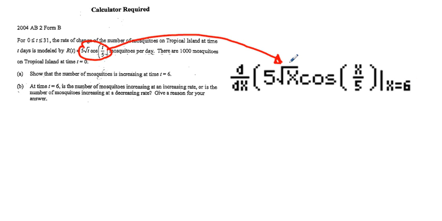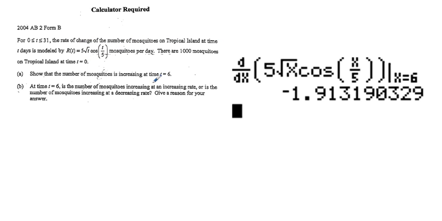So instead of finding the value of the function, this will be like the derivative of the rate of change, which is going to be like the second derivative. If this number is positive, then the mosquitoes are increasing at an increasing rate, or if negative, increasing at a decreasing rate. And we press enter, we get negative.